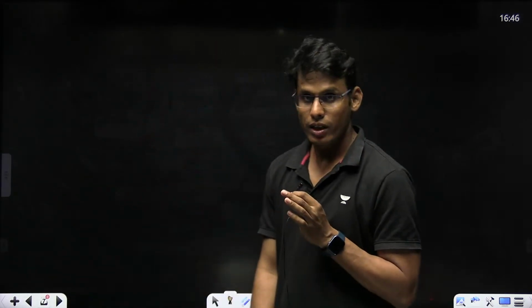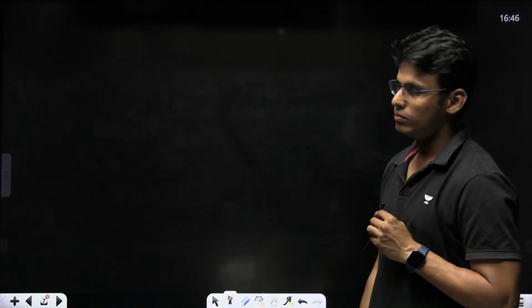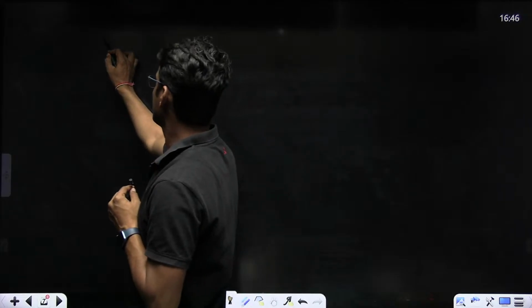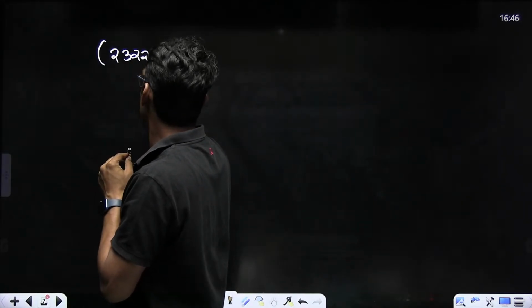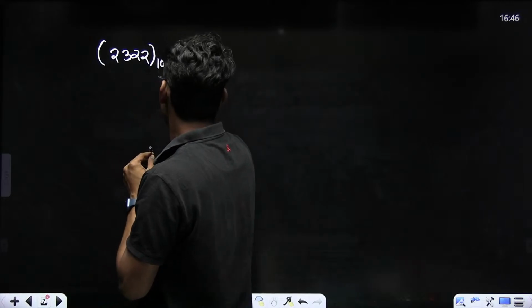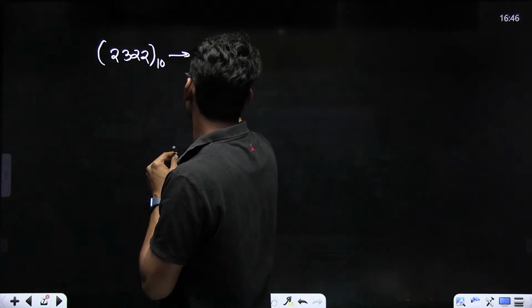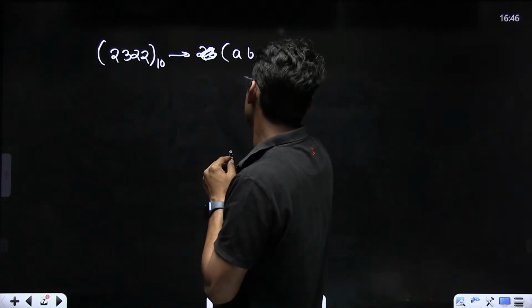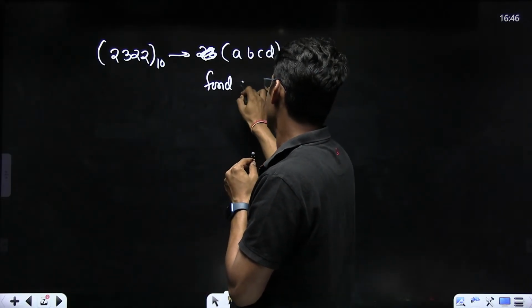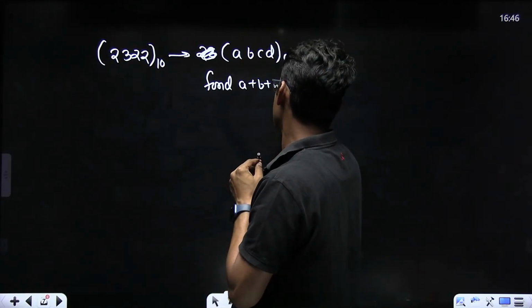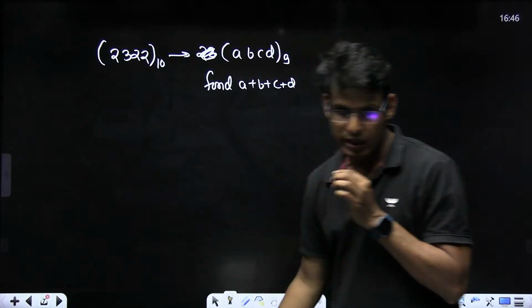Right? Then let me do one thing. 2322 base 10. You have to convert it to ABCD base 9. Find A plus B plus C plus D. Right? Tell me the answer.